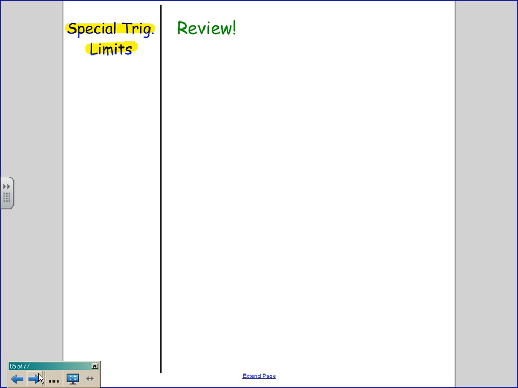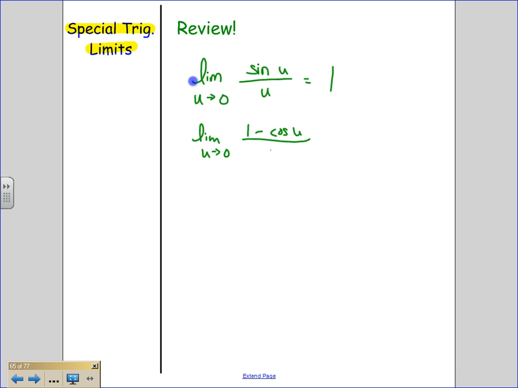Let's see if you have your limits forever memorized. What is one of the special trig limits? Limit as u approaches 0 of sine of u over u equals 1. Who said 0? Next one. Limit as u approaches 0 of 1 minus cosine of u over u equals 0.